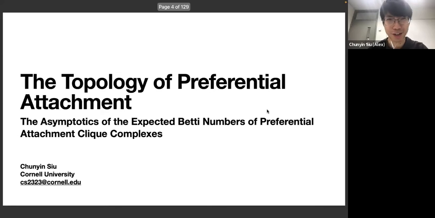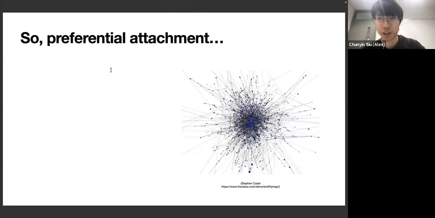Okay, with these two things out of the way, I can finally start my talk proper. I'm going to talk about the topology of preferential attachment. People here generally love topology, and I'll explain why we care about preferential attachment. Preferential attachment is a random graph process that produces graphs that look like this. So what is this picture? It is a snapshot of the internet back in the early 2000s. Each node is a web page, and each edge is a hyperlink.